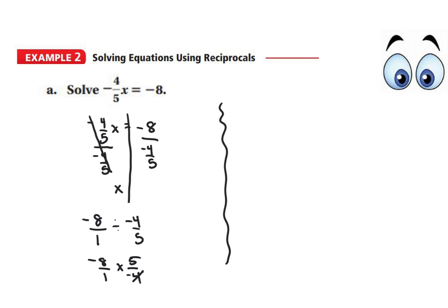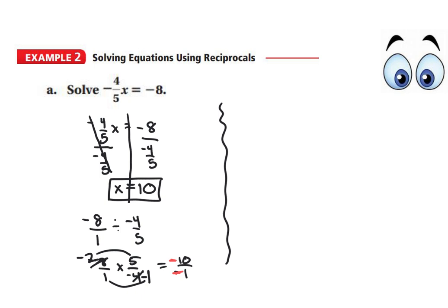4 goes into 4 once, so negative 1, and 4 goes into negative 8 twice, so negative 2. So negative 2 times 5 is negative 10, and 1 times negative 1 is negative 1. A negative divided by a negative is a positive, and 10 divided by 1 is 10. So x equals 10. And that strategy is perfectly fine if that's the strategy that you like.